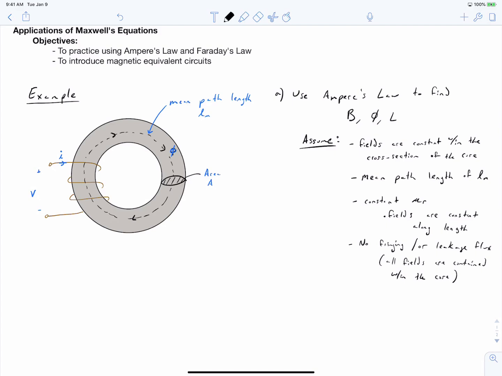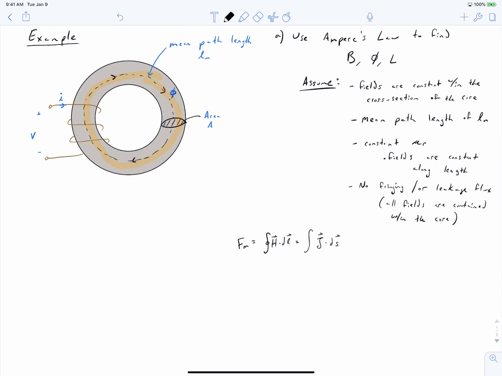So we can start out by writing Ampere's law in integral form. And so we're going to evaluate Ampere's law along the dashed line that is our mean path length. And you'll recall that from our previous video, we defined this quantity, the integral of H dot dl, as the MMF of our magnetic circuit. If we are evaluating Ampere's law along this dashed line, and we've said that we have a constant field along the entire length of the core, this integral becomes very simple. In fact, H is a constant value, so it comes directly out of the integral, and we can say that H times our mean path length is equal to the integral on the right-hand side.